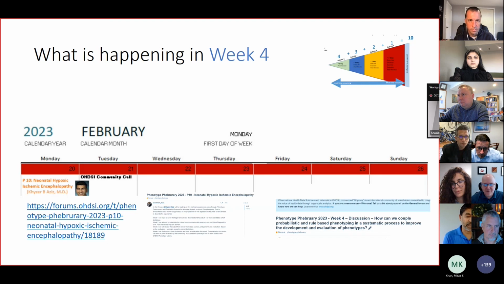So Dr. Khyzer is helping us learn about neonatal hypoxic ischemic encephalopathy. As you all remember, we have used a framework where the hardest and the toughest phenotype is at the end. And this is the hardest and one of the toughest phenotypes I've ever seen. So Dr. Khyzer is supported by Dr. Evan Minty, and they are true friends, PHRIENDs, friends. And they're working together on developing and evaluating this phenotype. So Dr. Khyzer or Dr. Evan Minty, are you on the call? Would you be able to give us an update?